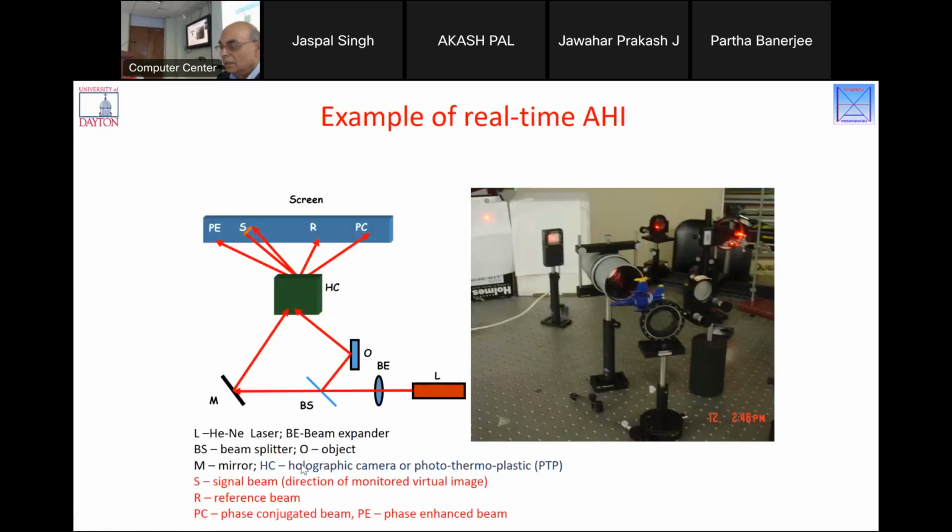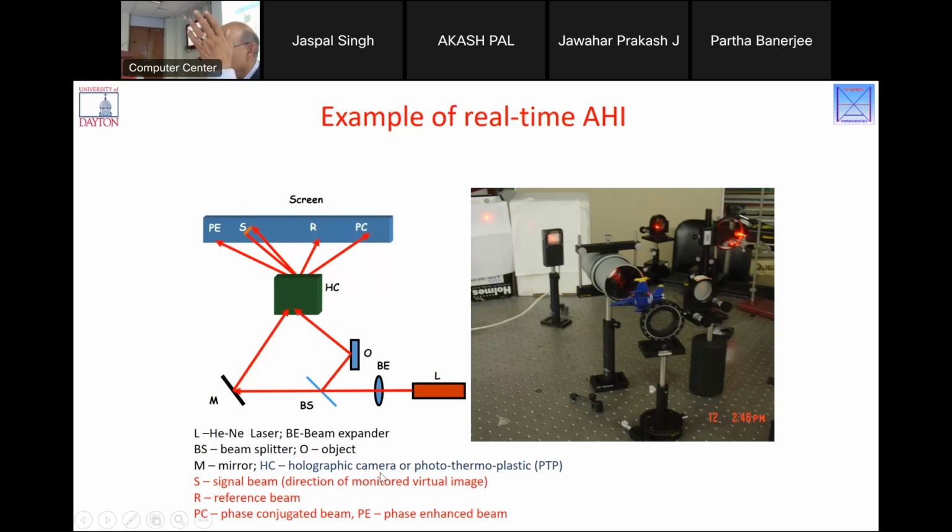Okay. So here is actually a setup of a real-time analog holographic interferometry. So what did we do here? First of all, here is a laser, and then there is, of course, the reference beam. Reference beam is going this way. Part of the beam is broken up by a beam splitter, falls on the object for which we want to measure the deformation, and the reflected light from the object, these two over here, they make a hologram that's stored in what we called a holographic camera.